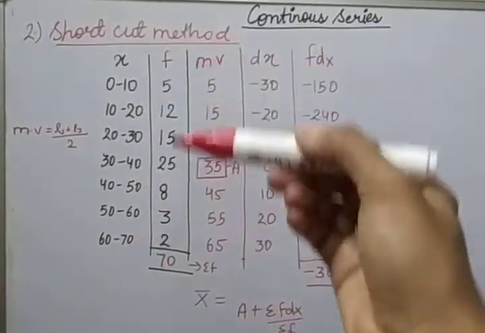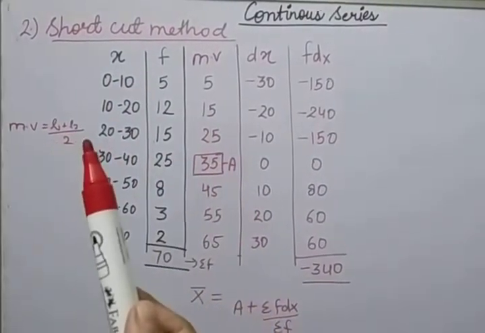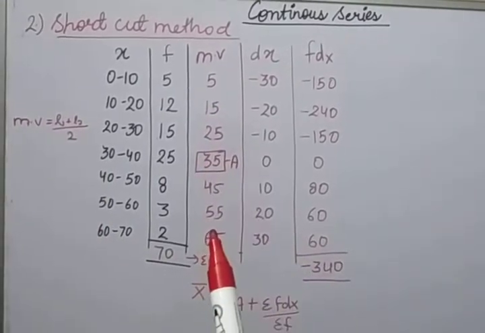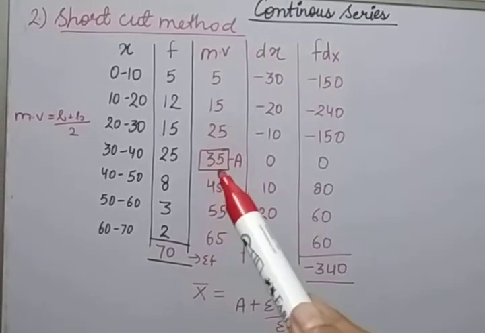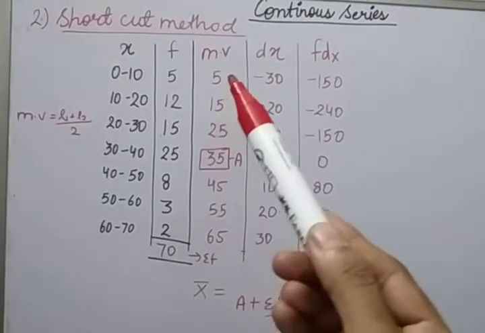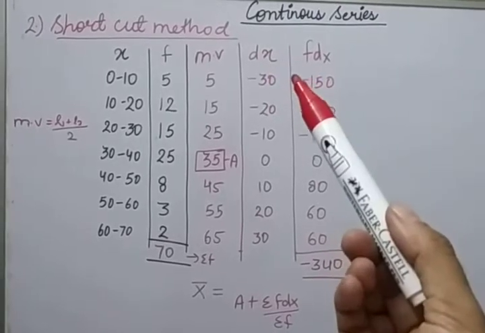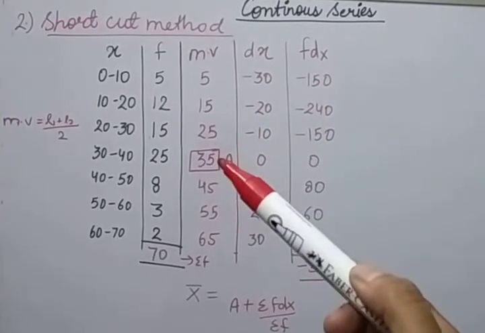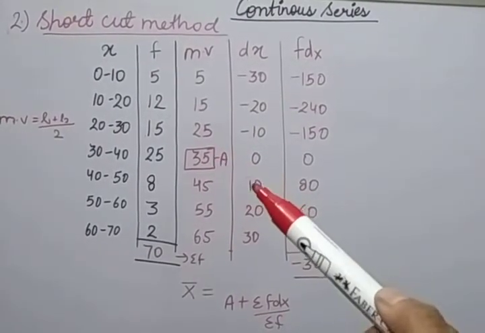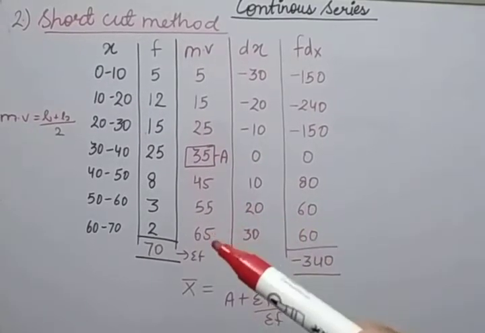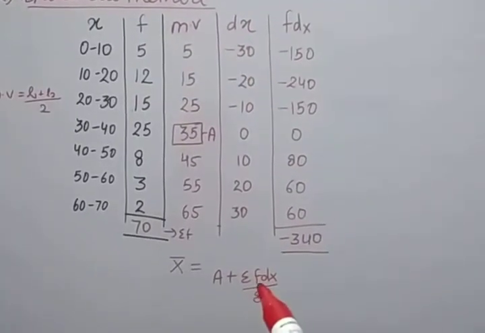In this way we have done it. X was given, frequency was given. First of all, the class interval was converted into mid value by L1 plus L2 divided by 2. After that, because now no x is there, from the mid value we have to assume any one number. I have assumed 35. From this assumed value we get dx. Dx means x minus a, or here, mid value minus a. So 5 minus 35, 15 minus 35, 25 minus 35, 35 minus 35, 45 minus 35 is 10, 55 minus 35 is 20, 65 minus 35 is 30. In this way we have calculated dx. Now in the formula we want f into dx.